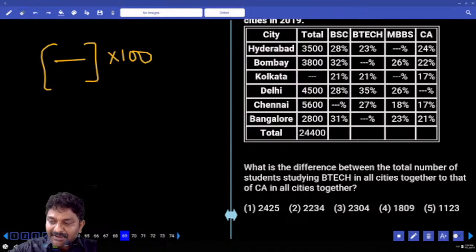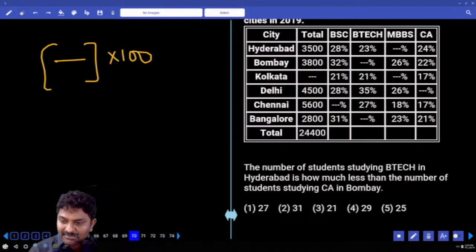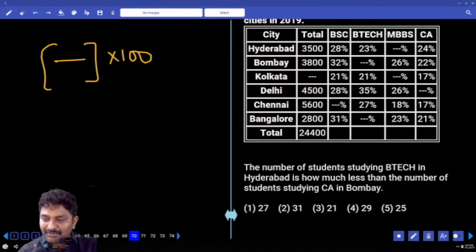What is the difference between the total number of students studying BTech in all colleges together to that of CA in all colleges together? This is really bad. How many conversions? 12 conversions. Total number of students studying BTech in Hyderabad is how much percent less than the number of students studying CA in Bombay? Do you need to skip? No, we can solve it. There is only one, conversion is not even needed.